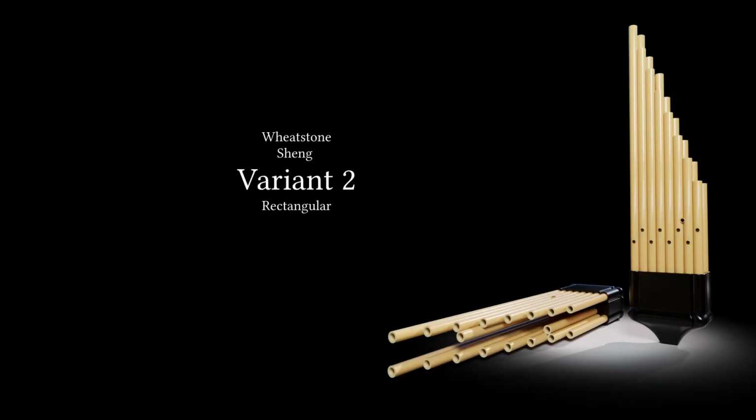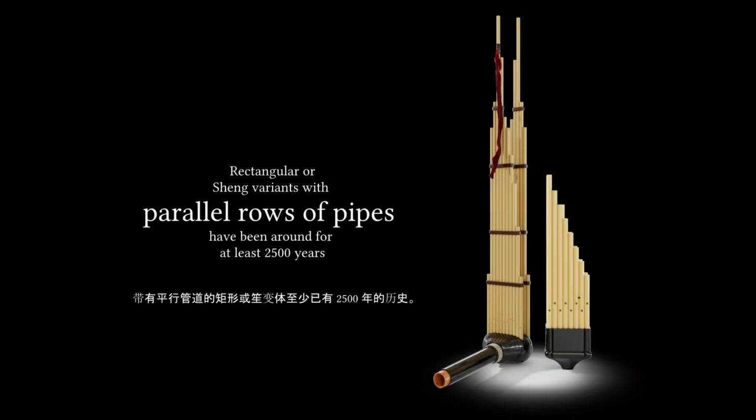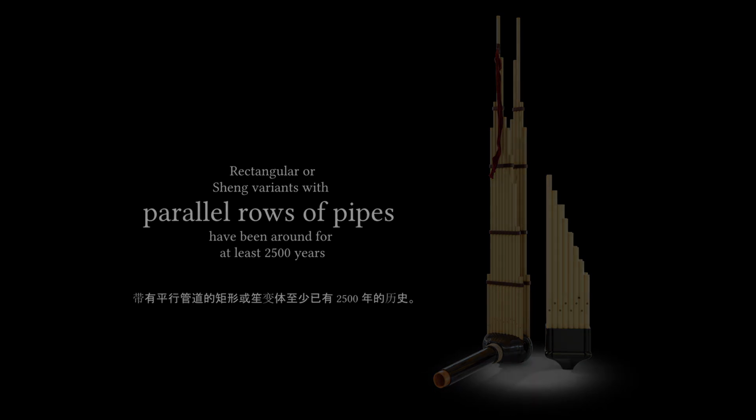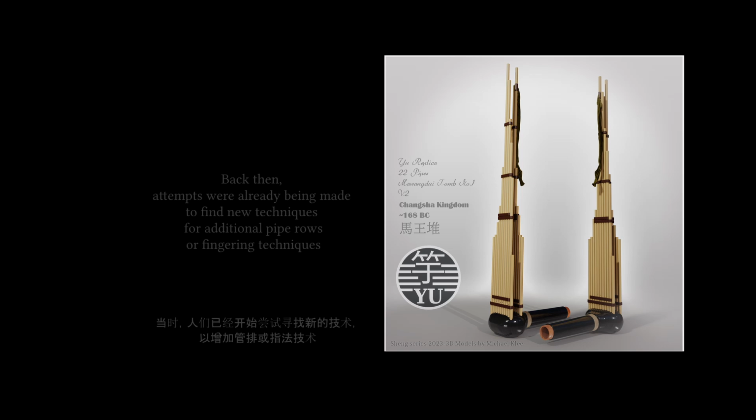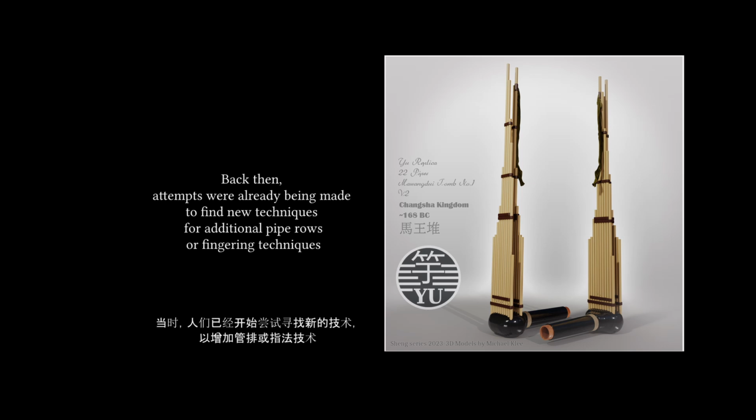Wheatstone Sheng Variant 2. Rectangular Sheng variants with parallel rows of pipes have been around for at least 2,500 years. The Yu is a large Sheng variant from 168 BC. Back then, attempts were already being made to find new techniques for additional pipe rows or fingering techniques.